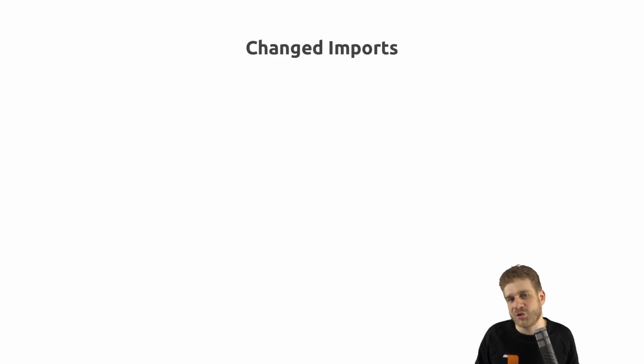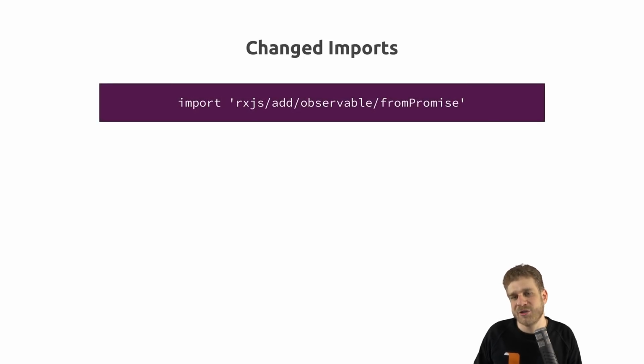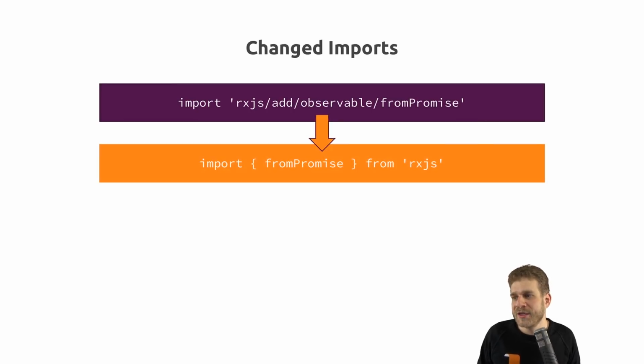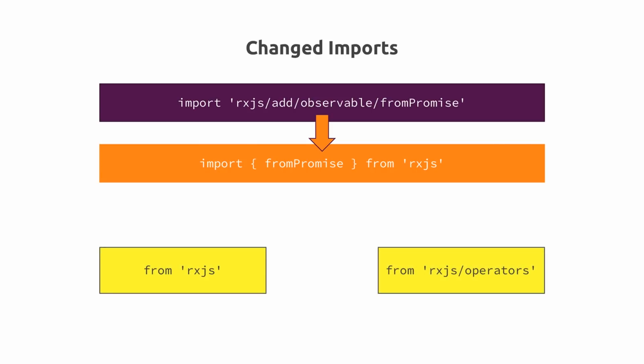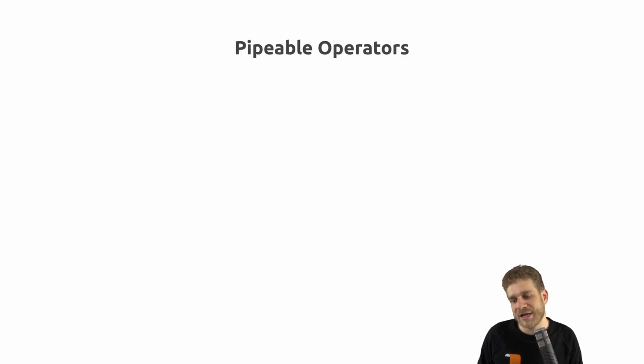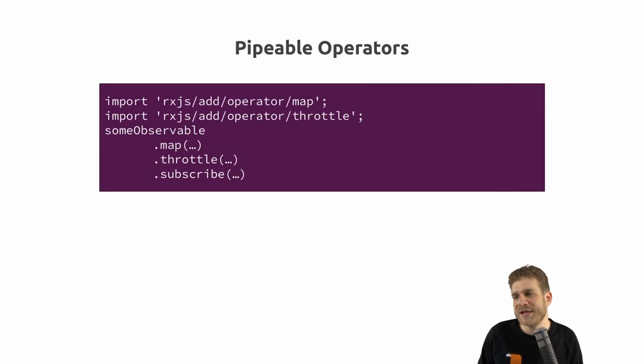Now if you have observable creation methods like fromPromise, in the past you used import rxjs/add/observable/fromPromise to patch this function into the Observable object, so to say. In the future, you'll import fromPromise from rxjs, so from the same path where you import the Observable, and then you execute it just as a function. You don't add it, you don't chain it to the Observable object. But we'll see all this in a second. So the general important thing to take away is you got two new import destinations, rxjs and rxjs/operators.